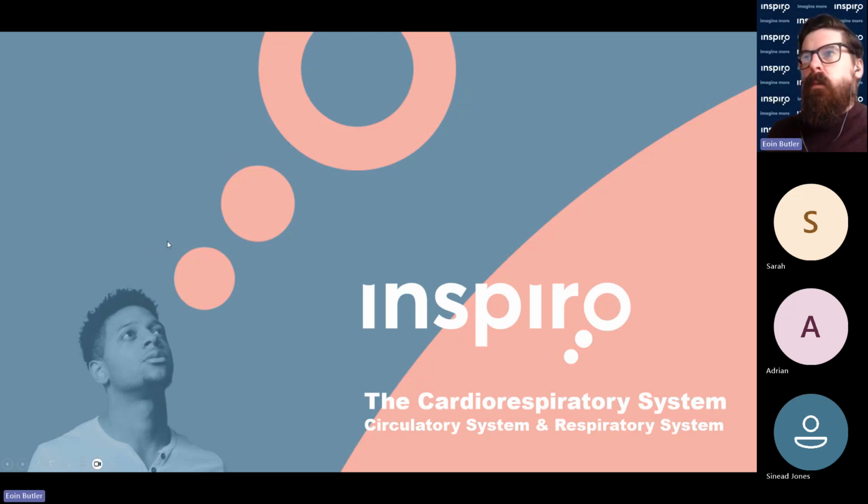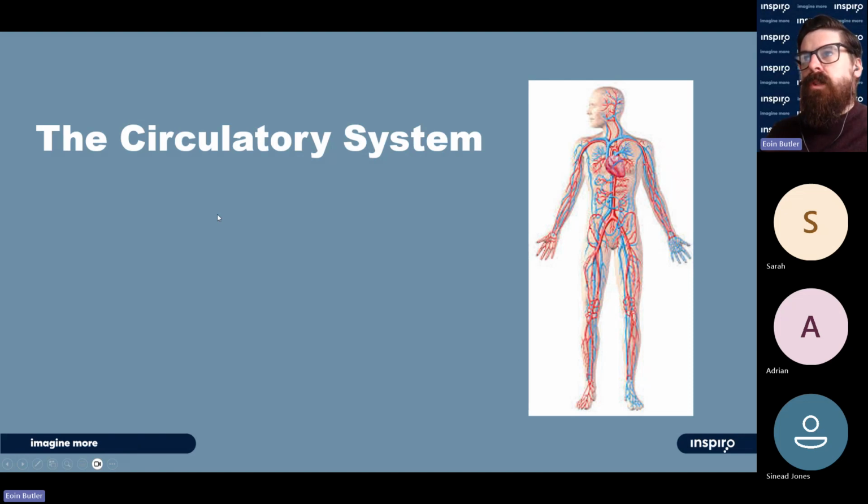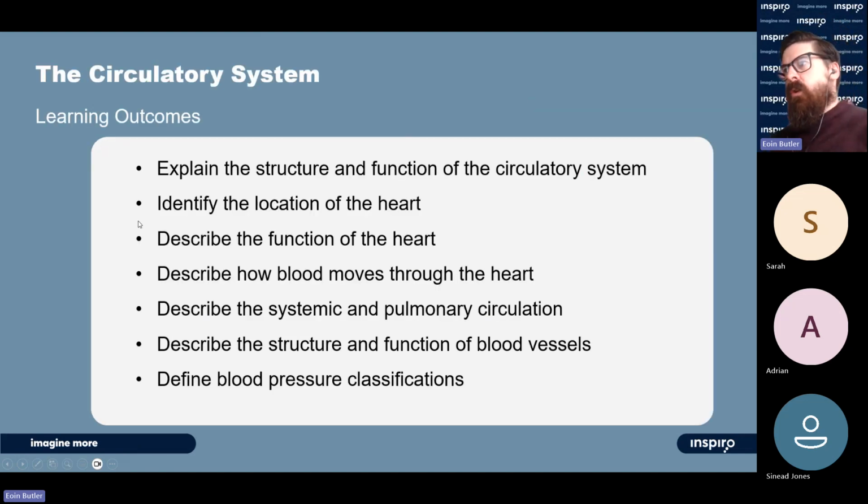So what we're going to look at when it comes to the circulatory system, first of all, is we're going to explain the structure and function of the circulatory system. We'll identify the location of the heart, describe the function of the heart, how blood moves through the heart, the systemic and pulmonary circulation, the structure and function of blood vessels, and also defining blood pressure classifications.